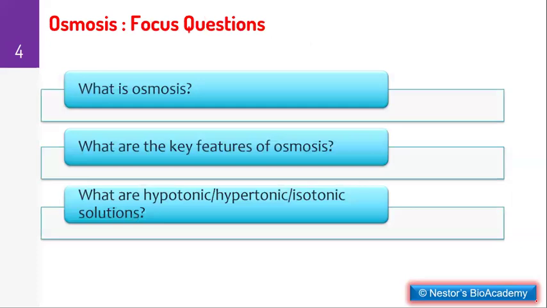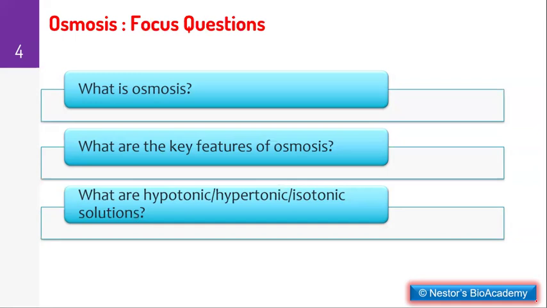The key focus questions I need you to be able to answer at the end of this session are: one, what do you mean by osmosis? Number two, what are the key features of osmosis? We always refer to osmosis as a special type of diffusion. By the end of this session, I need you to be able to describe what makes it a special type of diffusion. What similarities does osmosis have with diffusion? And if there are notable differences, we need to be able to tell what differences these are.